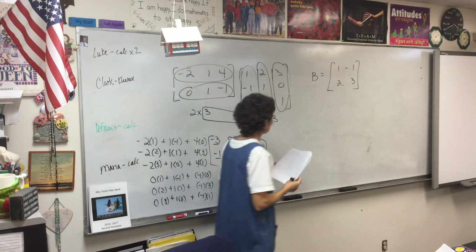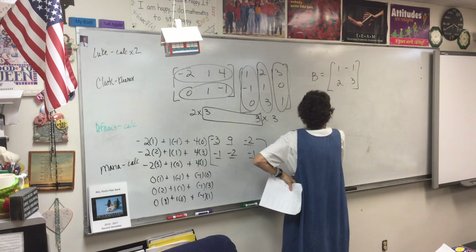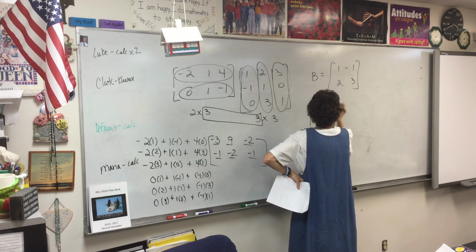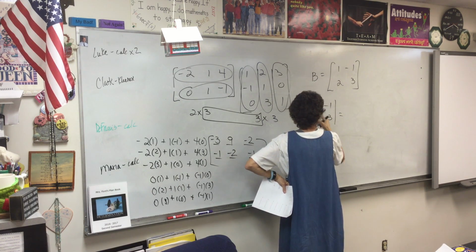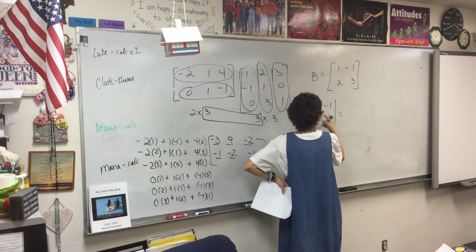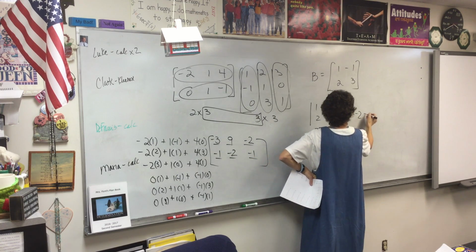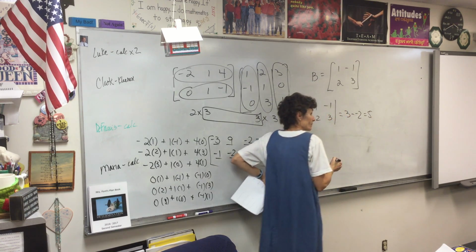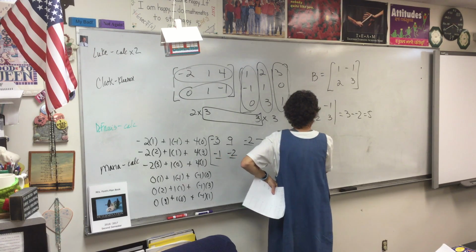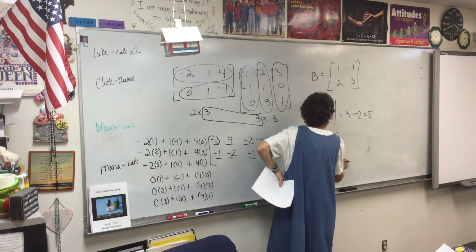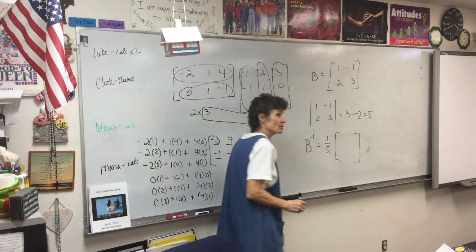So first we find the determinant, okay. Just like with Cramer's rule, first we'll find the determinant. So that would be 3 minus -2, or 5. So my answer is going to be 1 over 5, times a new matrix.